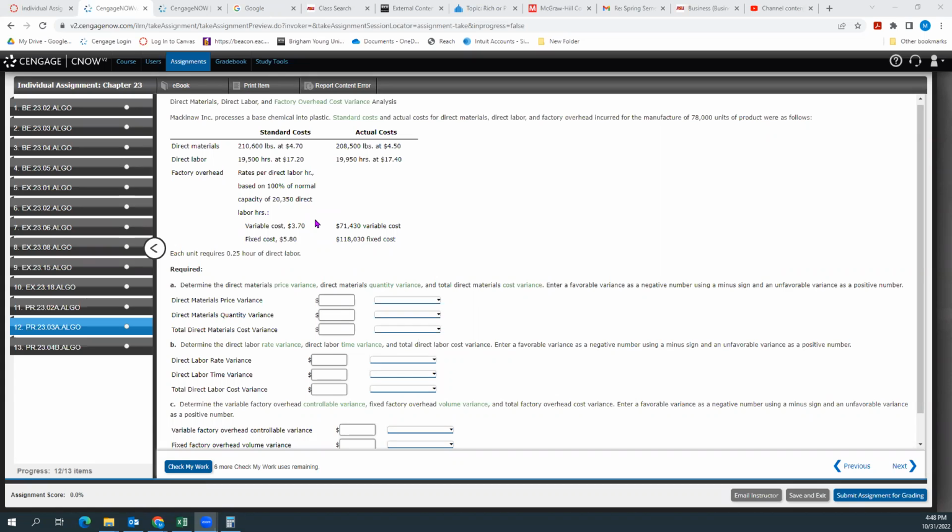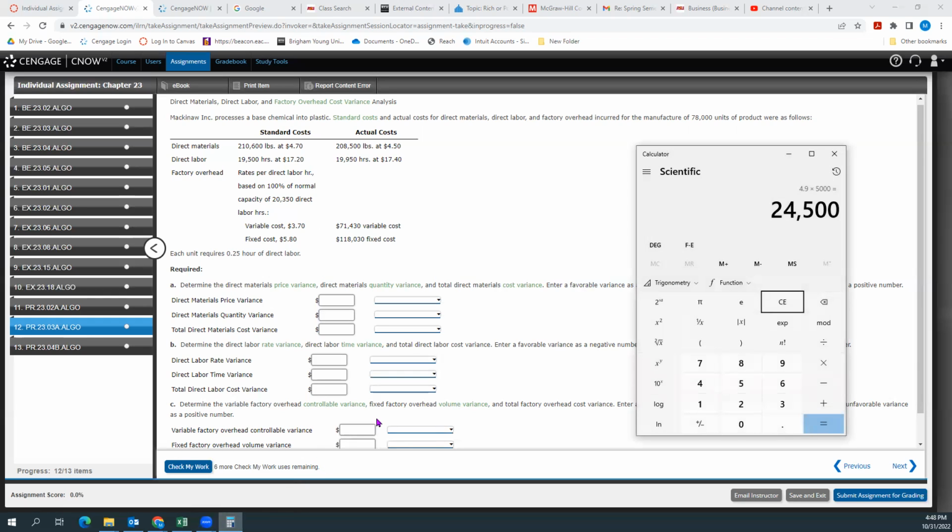Okay, so we'll start down in A: determine the direct materials price variance, the direct materials quantity variance, and then the total direct materials cost variance. To find our direct materials price variance, we take the actual price minus the standard price times the actual quantity. Here's our standard materials at $4.70 a pound, our actual materials at $4.50 a pound, and we multiply that by the actual quantity, which is 208,500.